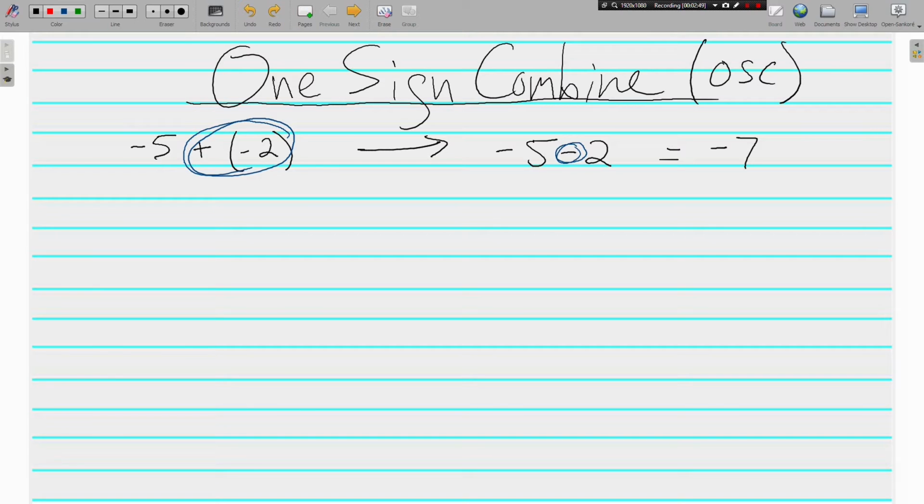Alright, this is crucial. Write this down. I'll even put it in red. Adding a negative is the same thing as subtracting.